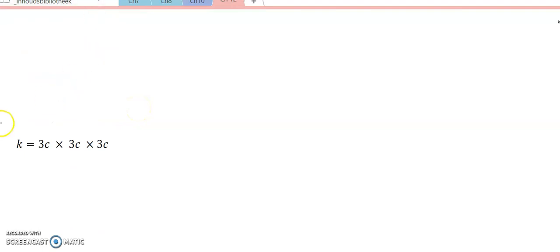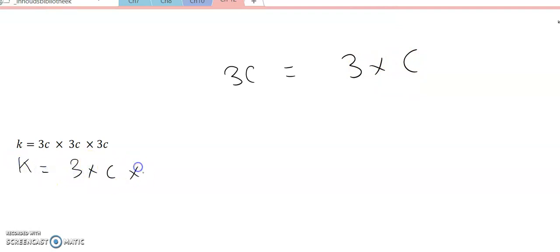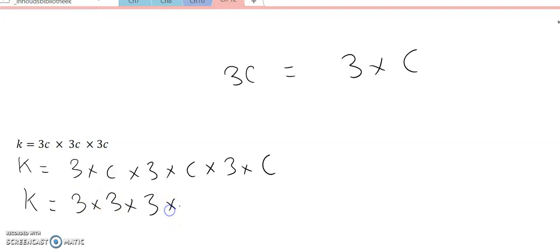Okay, if we have the formula k is 3c times 3c times 3c, we know that 3c is the same as 3 times c, but we don't write the multiplication sign anymore. So if we do write that again, then it should be 3 times c times 3 times c times 3 times c. It's best to write the numbers first and then the variables, so you can change the order. So you can write 3 times 3 times 3, and then times c times c times c. It really is just the same formula, but the order is different.